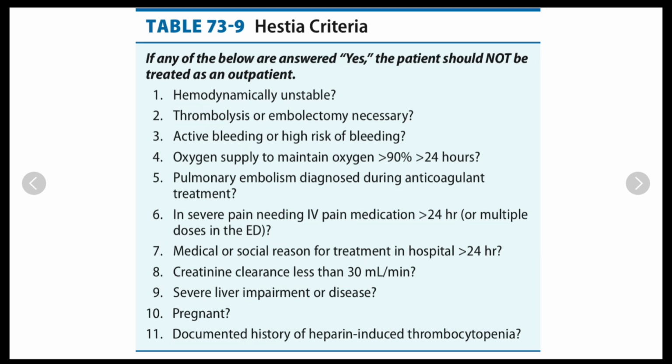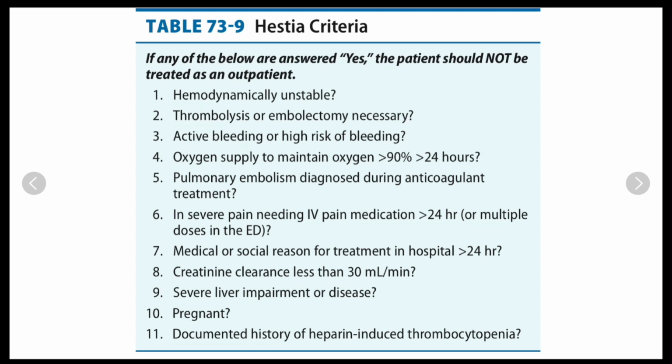Then thrombolysis or embolectomy required. Active bleeding and high risk of bleeding is there. Oxygen saturation: we need oxygen supply to maintain oxygen saturation more than 90% for more than 24 hours. Pulmonary embolism diagnosed during anticoagulant treatment. Severe pain needing IV pain medication for more than 24 hours required or not. Medical or social reason for treatment in hospital for more than 24 hours.